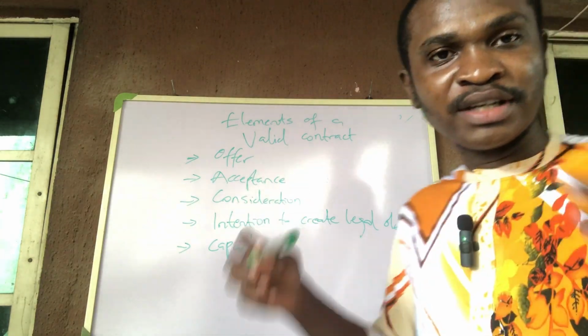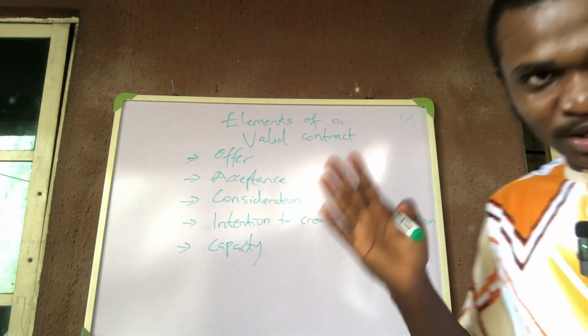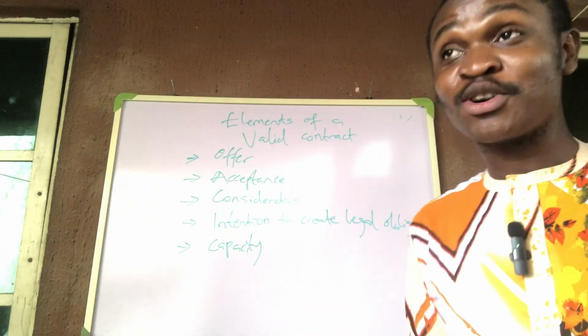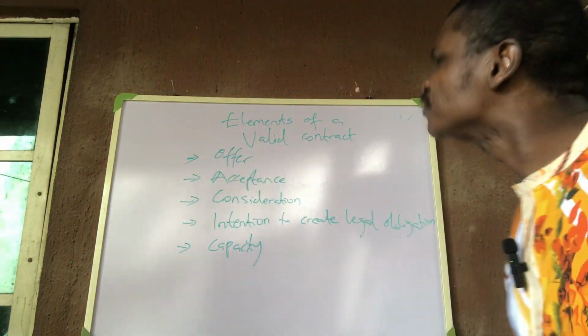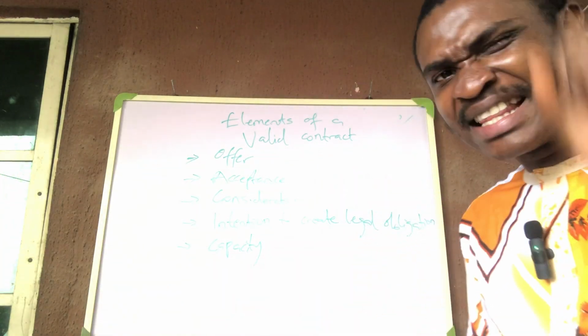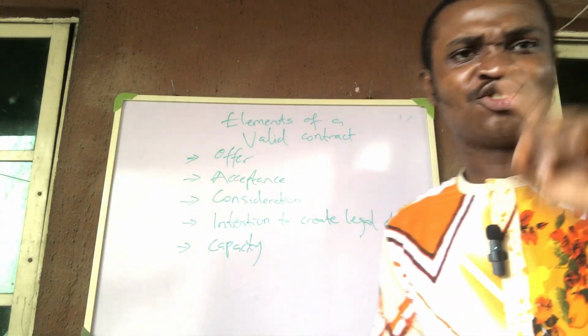Okay, so in elements of a valid contract, for a contract to be a valid contract, there must be presence of these elements. If any of these elements is not there, then that contract is not valid.